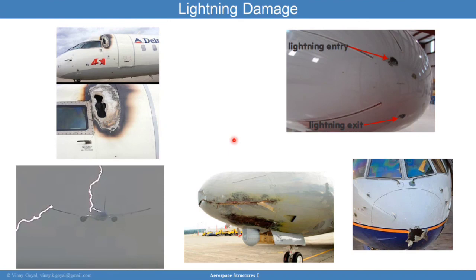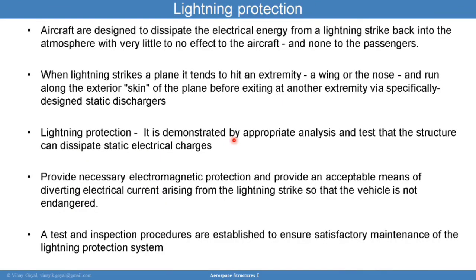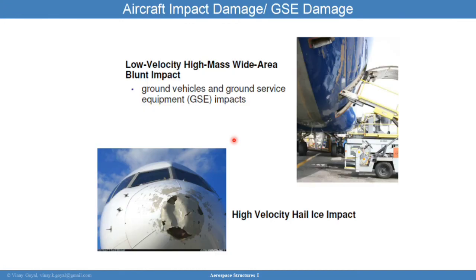And while I'm discussing impact damage, lightning could be considered a type of impact damage event, although it's almost like a super high velocity event, but it's more of a thermal event combined with impact event. Here is an example of some ground equipment hitting the composite, and so you could have the ground vehicles and ground service equipment hitting the composite at low velocity, but this is high mass, so it could be a problem, and it's a blunt impact as well.